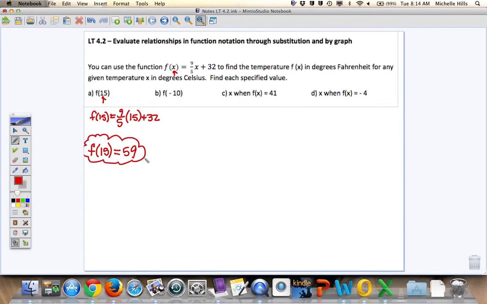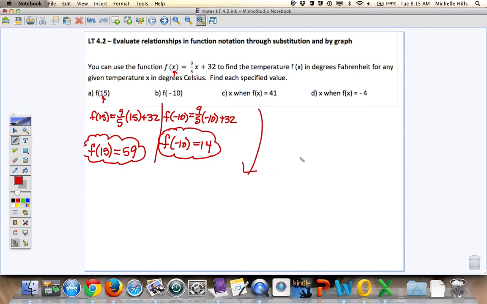and when you do that, you get an answer of 59. This says take function f and substitute negative 10 for x. So when I take function f and I substitute negative 10 for x, I do 9/5 times negative 10 plus 32. So 9/5 times negative 10 plus 32 is 14. It's negative 2 times 9 is negative 18 plus 32. So this says take function f, substitute negative 10 in place of the x, and you get an answer of 14. That's what that notation is telling me.